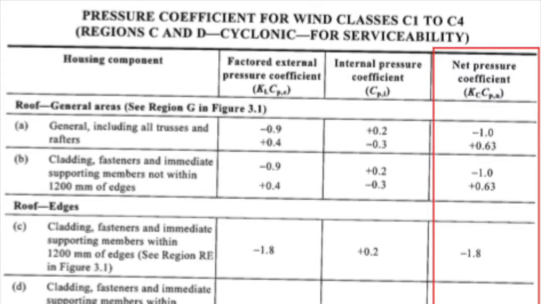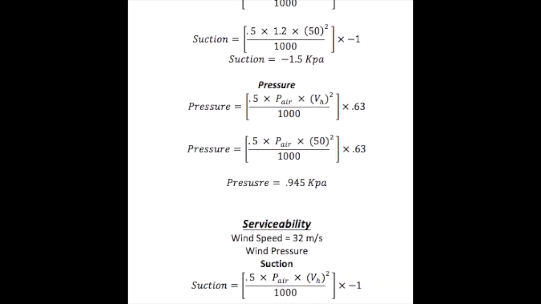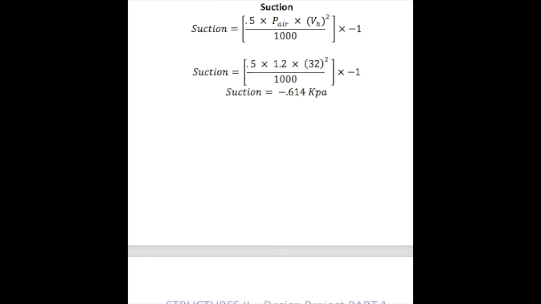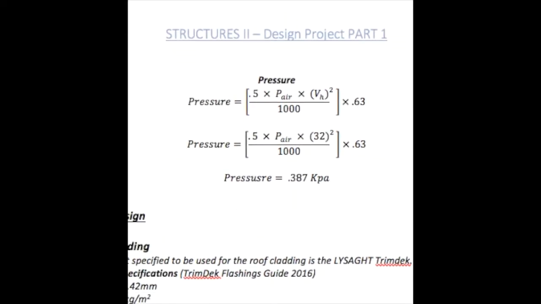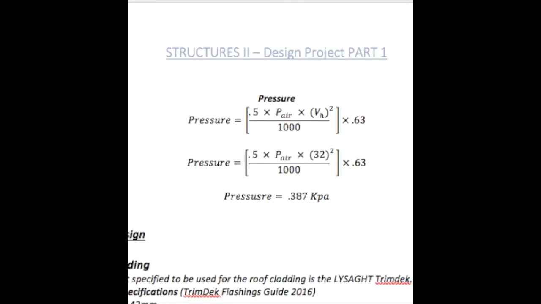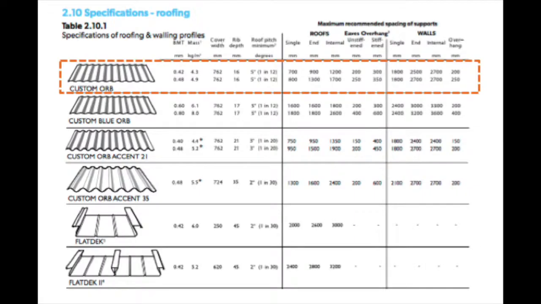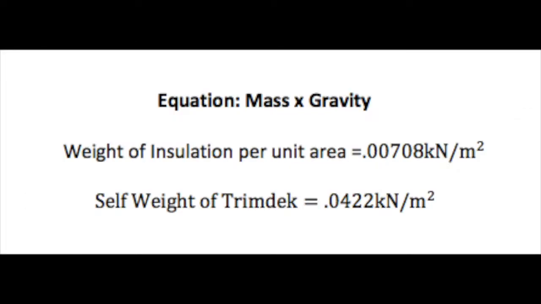For wind classes from C1 to C4, we can use the Australian standard to identify the net pressure coefficient, which will assist us for our suction and pressure. With the coefficients known, we can identify the free stream dynamic gust pressure, known as QU. After completing this, we can begin to create the purlin design using these specifications. We were given a roofing clad and insulation and can begin to design the purlins.